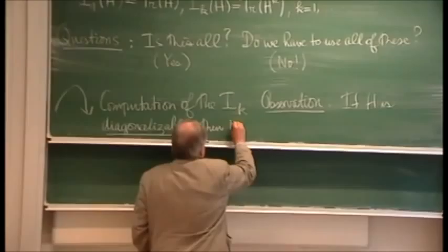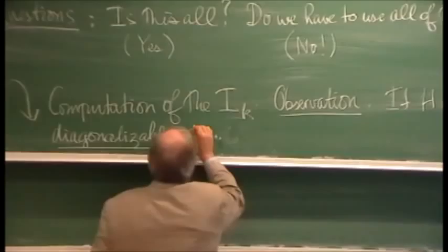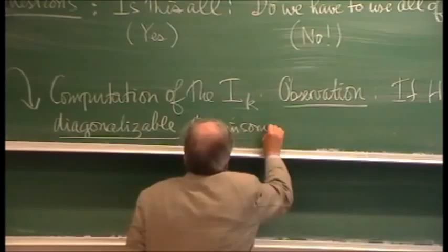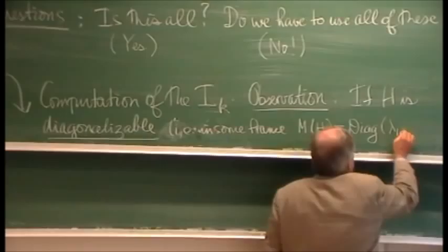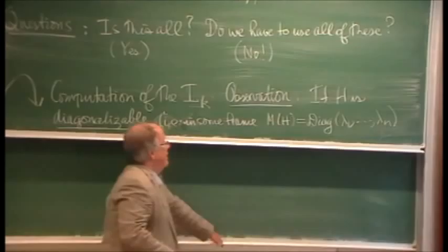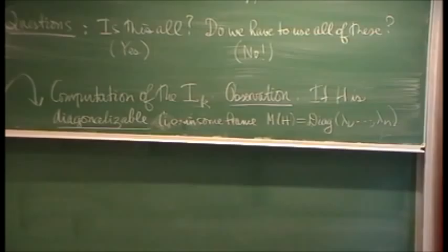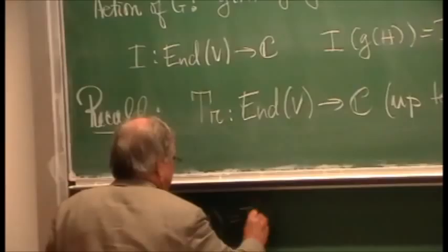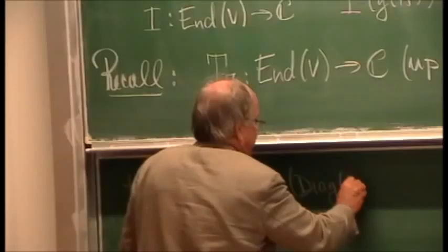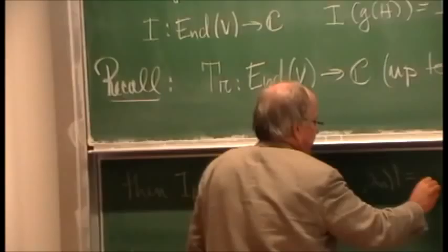H in some frame has a matrix, well, let's write it here. I.e., in some frame, the matrix of H is a diagonal matrix, then we are very lucky. We can compute a very simple minor thing then. The kth invariant of H is the same as the kth invariant of the diagonal matrix in this frame, and it's the kth Newton polynomial.